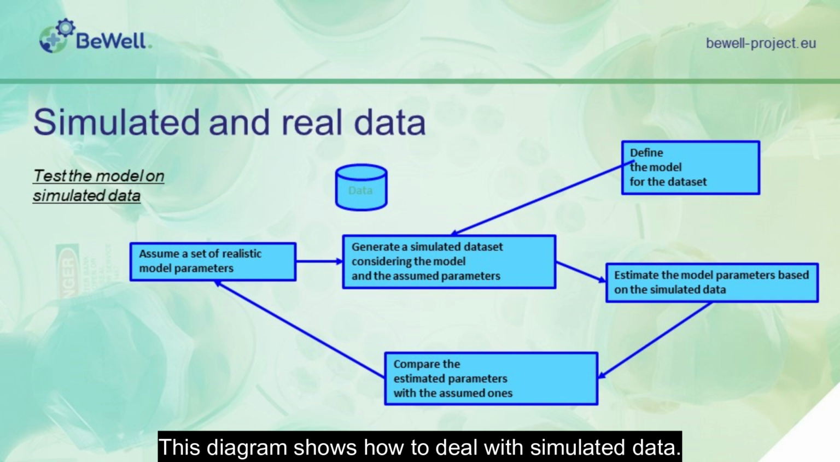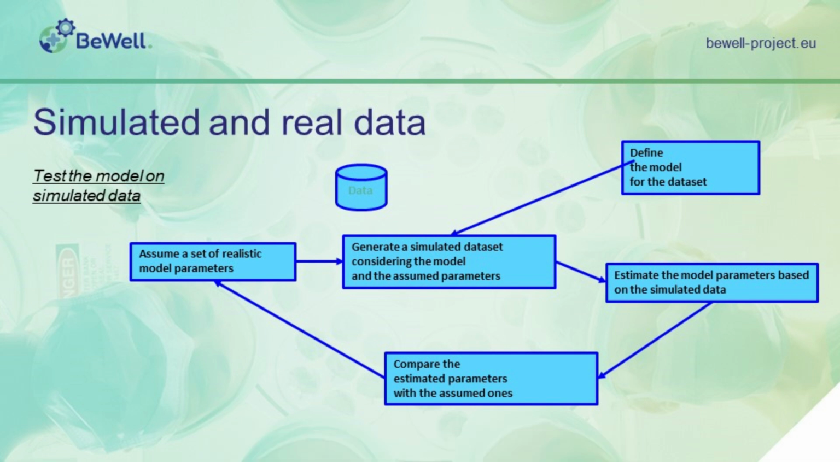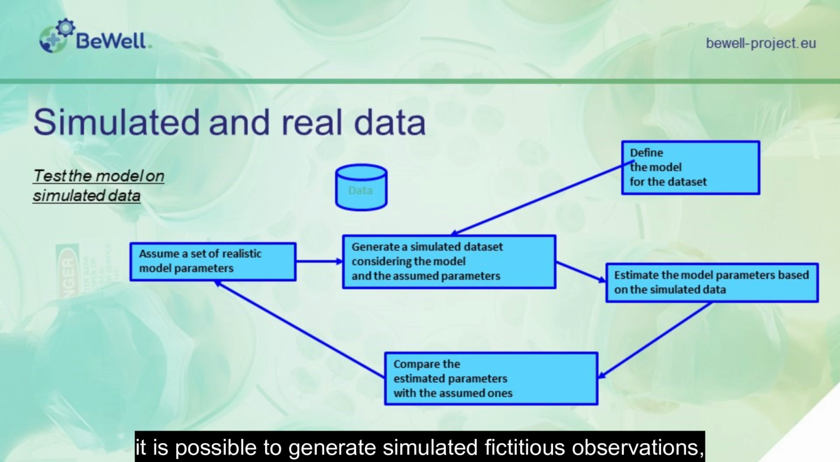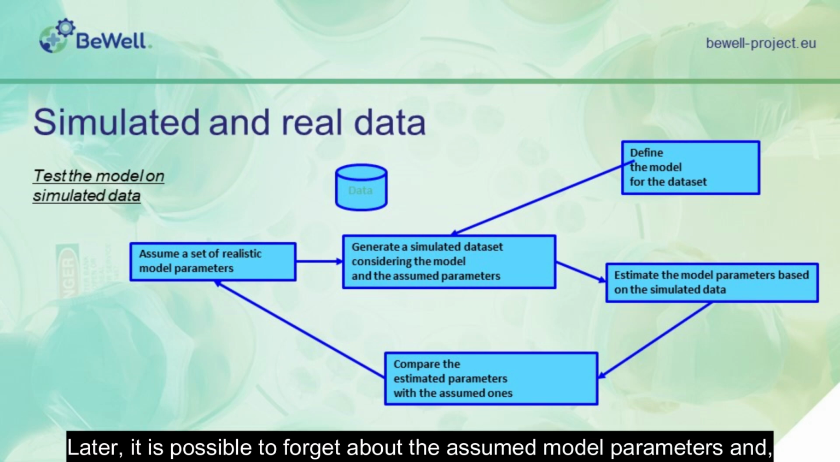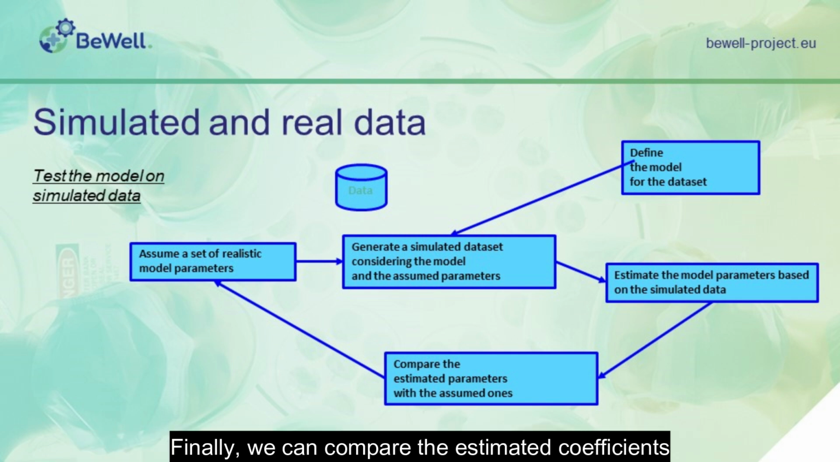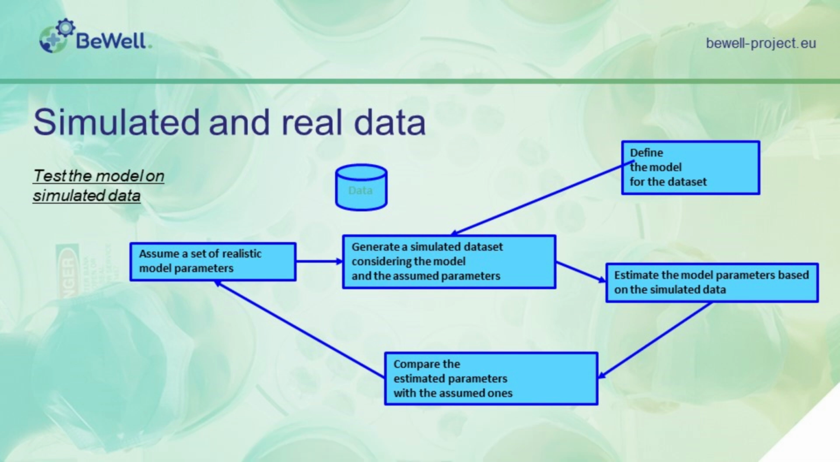This diagram shows how to deal with simulated data. Once the structure of a model has been defined, realistic parameter values are assumed, at least as regards their order of magnitude. Thus, with model equations and the relative parameters available, it is possible to generate simulated fictitious observations, using the model itself. Later, it is possible to forget about the assumed model parameters and, based on the simulated observations, the coefficient fitting is performed. Finally, we can compare the estimated coefficients with those we had assumed at the beginning and see how much they differ.